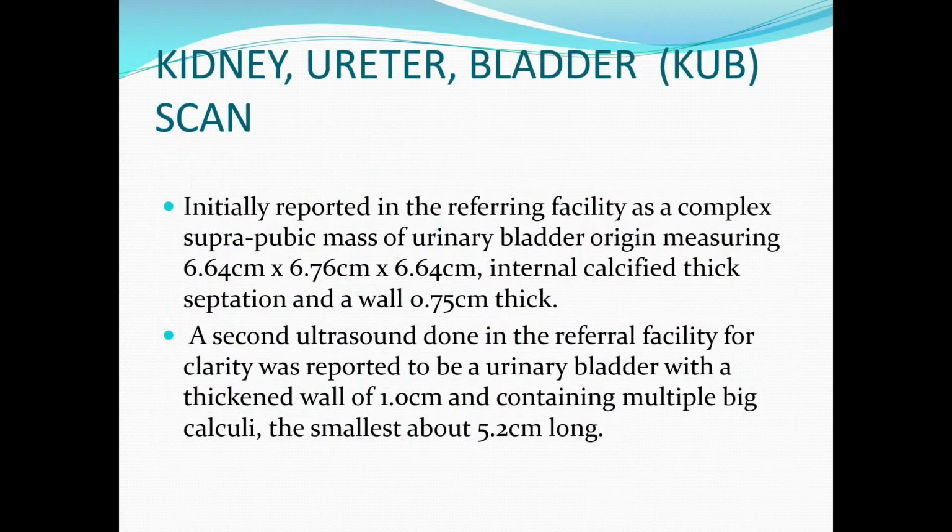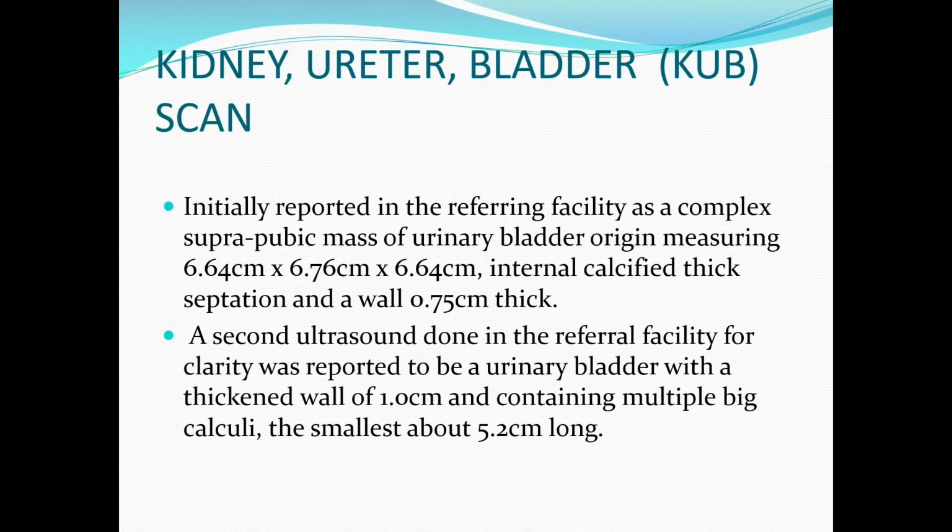And the KUB initially had been reported in the referring facility as a complex suprapubic mass of urinary bladder origin, measuring almost 7 by 7 by 7 centimeters, with internal calcified thick septation and a wall thickness of 0.75 centimeters.